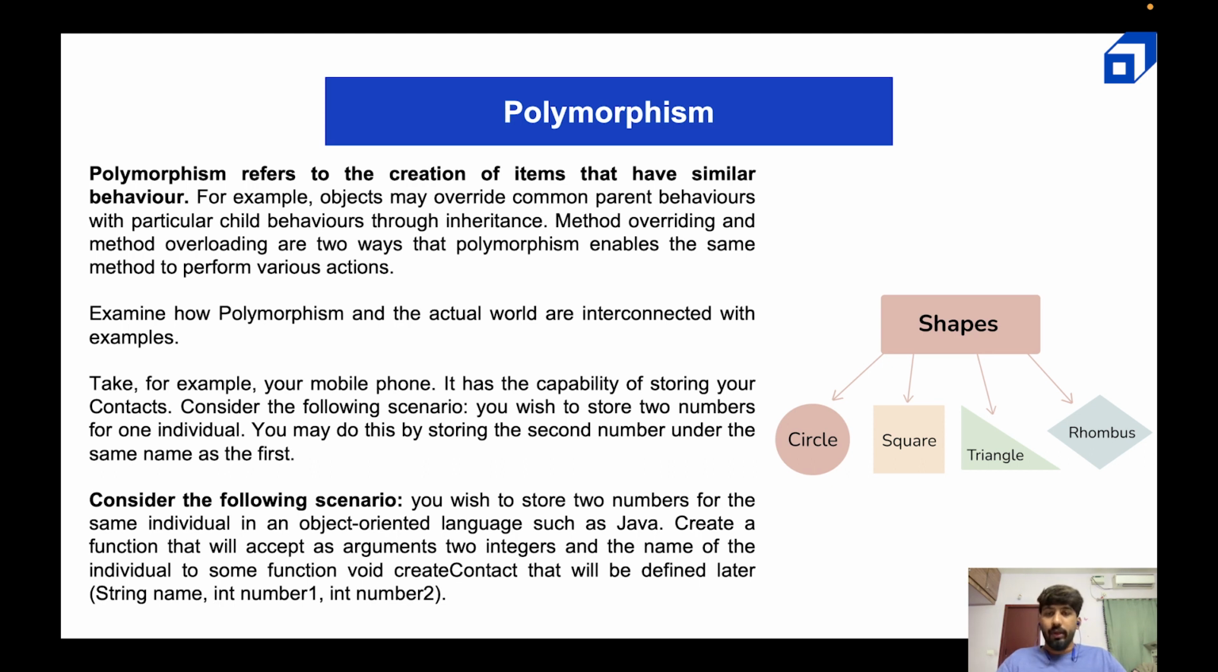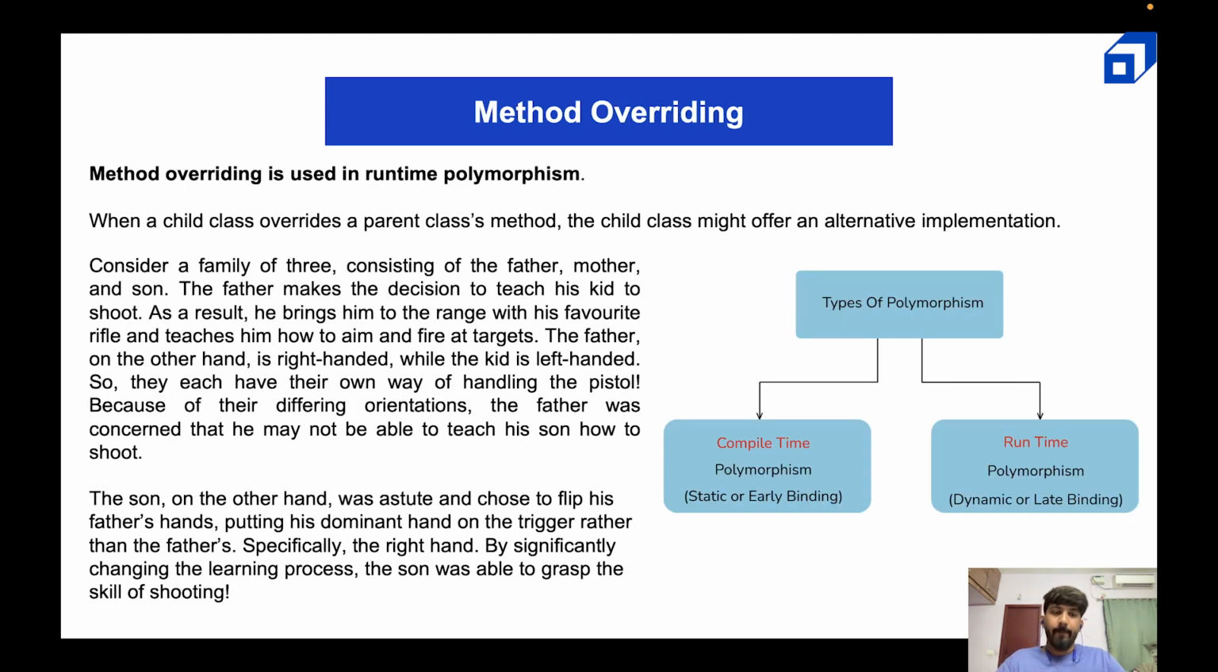Now talking about overloading and overriding, let's look into them. First of all, overriding. Overriding is basically a runtime polymorphism. When a child class overrides a parent class, the child class might offer an alternative implementation. So consider a family of three consisting of the father, mother, and son. The father makes the decision to teach his kid to shoot. As a result, he brings him to the range with his favorite rifle and teaches him how to aim and fire at a target. The father, on the other hand, is right-handed while the kid is left-handed, so they each have their own way of handling the pistol. But because of their differing orientations, the father was concerned that he may not be able to teach his son how to shoot.